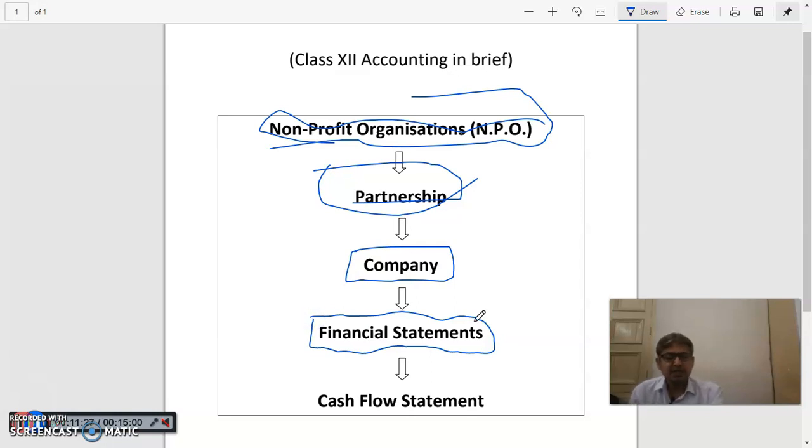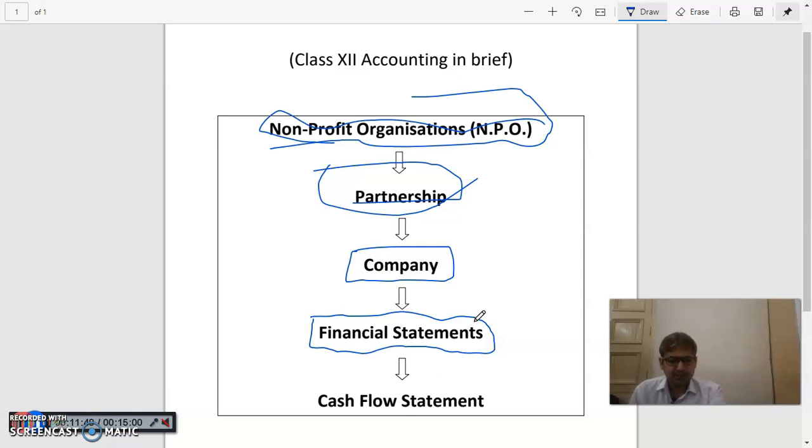They are basically the end results of all the accounting throughout the whole year, whatever accounts we prepared, whatever things we did, whatever transactions we recorded. When we try to find out the end result of all that, that is called financial statements.